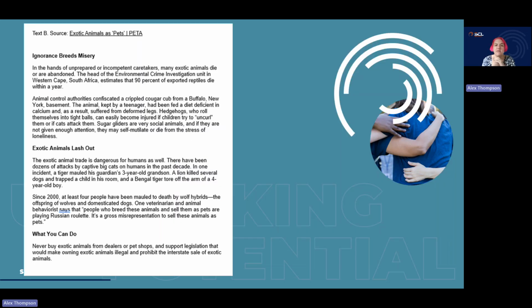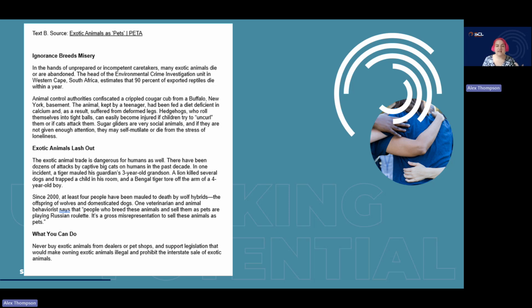This is an article that was written by PETA, the People for the Ethical Treatment of Animals. Just from their name, we know that their aim, their goal as a non-profit, is to make animal lives better. That is their agenda. That is their reason for existence. Now, if we actually read through the article, we will see whether or not they have clear or hidden bias.